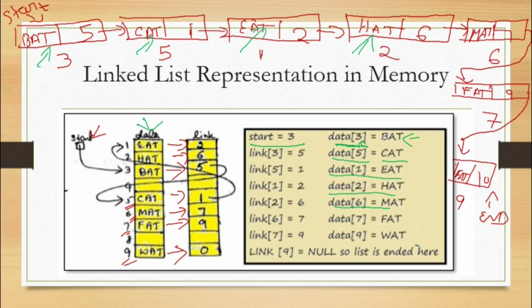Now how do I get the address field? For that I need to access the LINK field. If I get LINK[3], then I get 5. If I get LINK[5], I get 1. That is how I get the address. LINK[9] is the last one here, the ninth address link field. When I access the link field of the ninth node, I get null, so we will come to know that the linked list ends there.